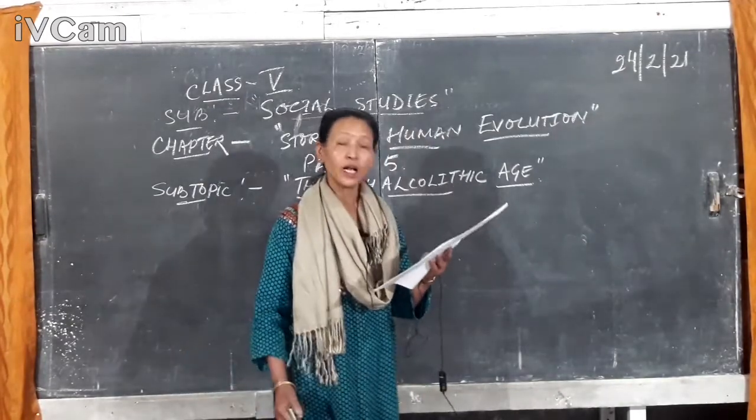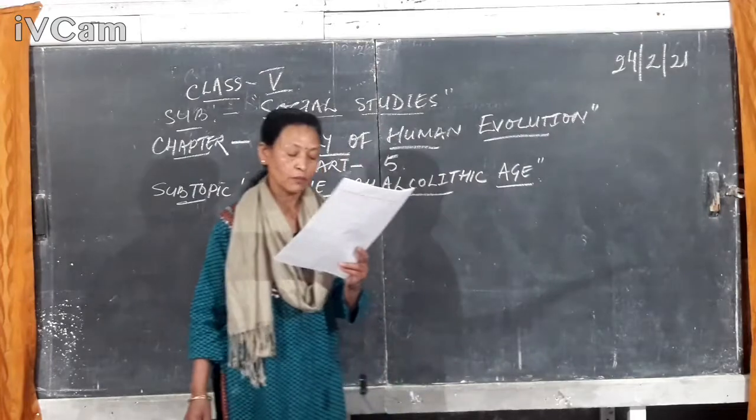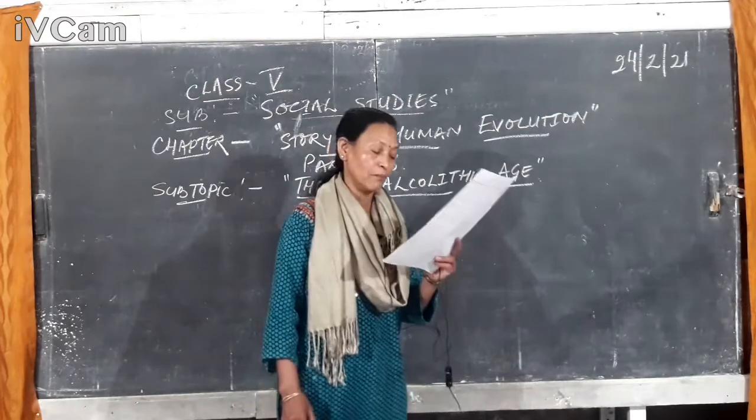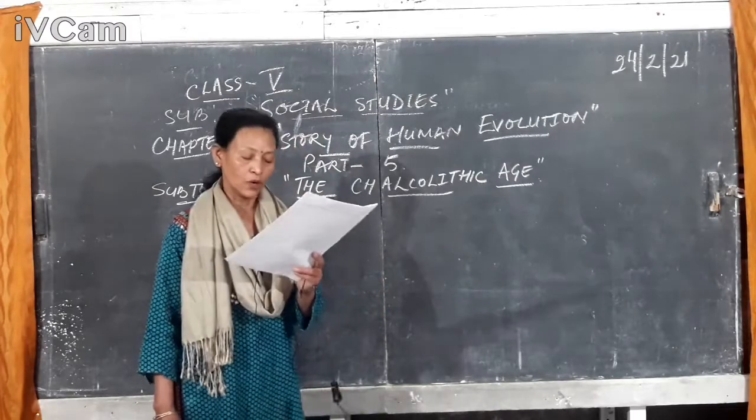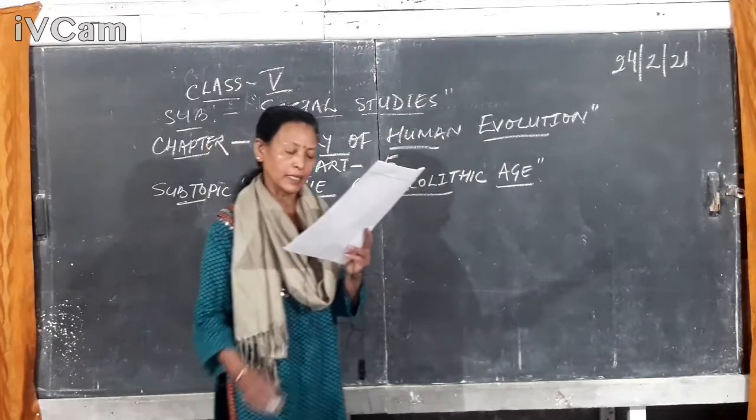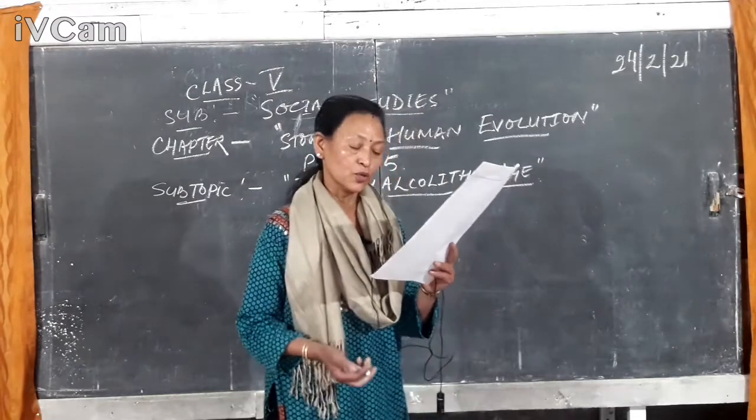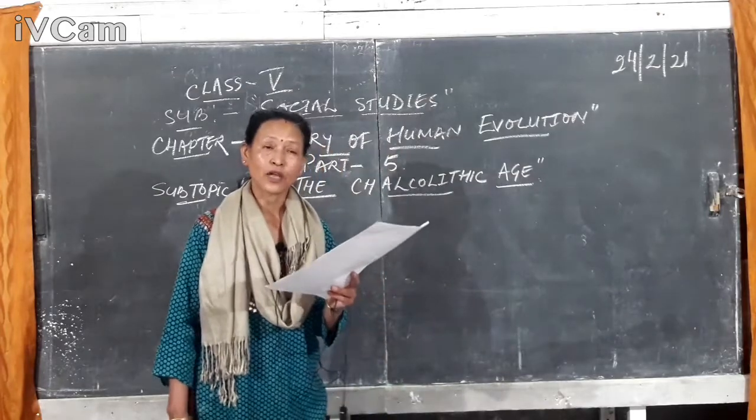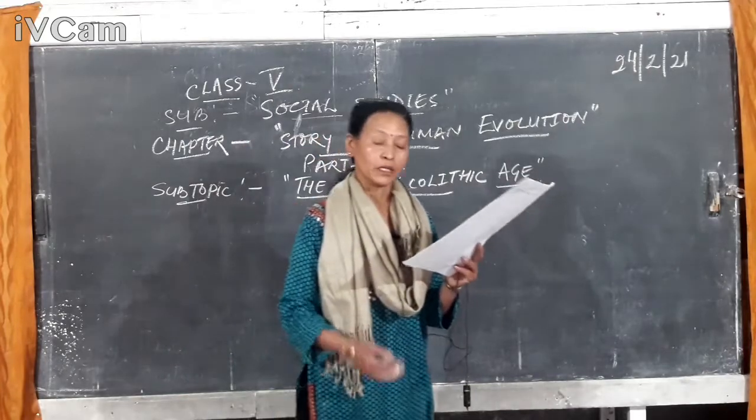So it is called the Copper Stone Age, or it is also known as the First Metal Age. It is a new technology of smelting metal ore and craft. Now, how did people begin to travel? Here, people began to travel long distances to obtain metal ores.